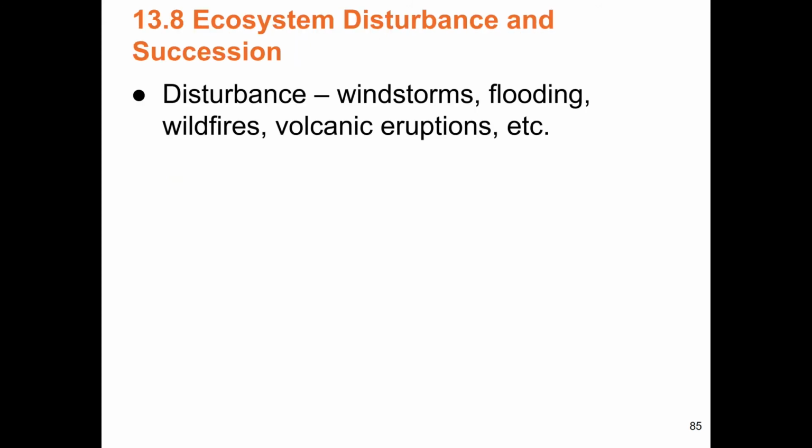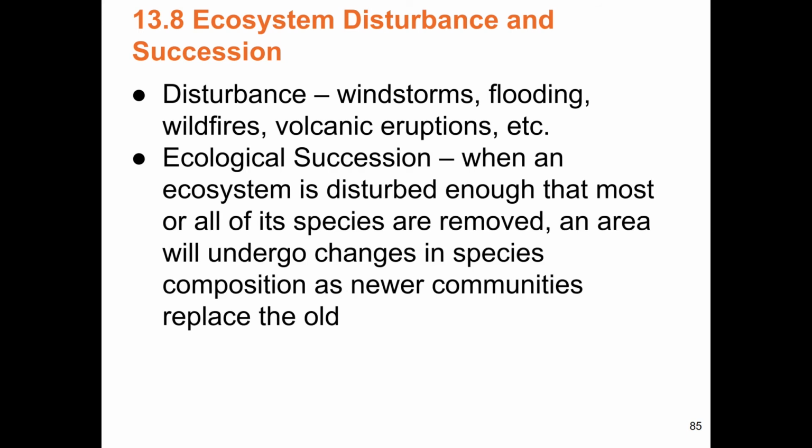So a disturbance is something that disturbs an ecosystem. Windstorms blow down trees, flooding buries and washes things away, wildfires burn everything, volcanic eruptions either burn or cover up with new land, new lava, new rock. So how do ecosystems deal with disturbances?